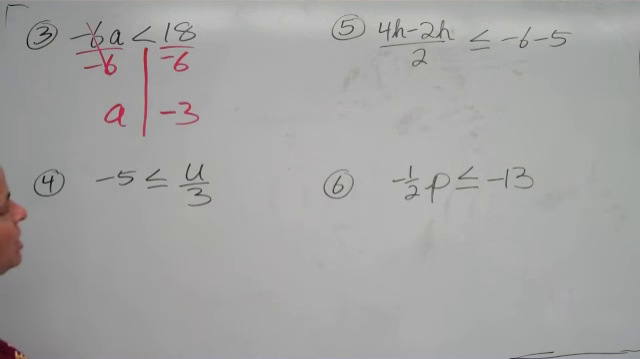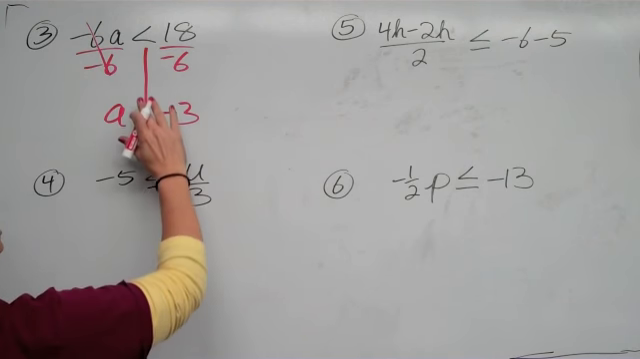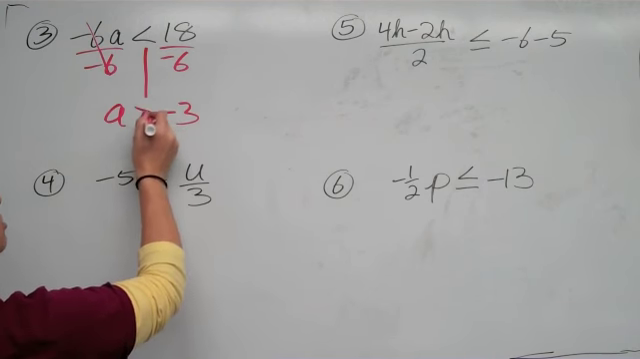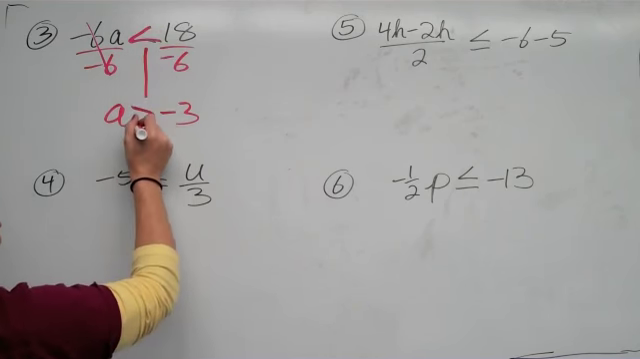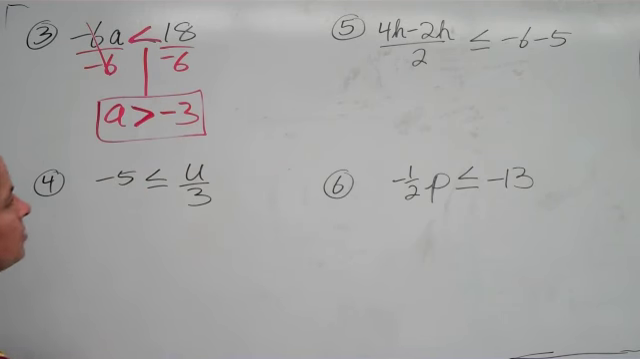Wait a minute. I just divided both sides by a negative. So what is the other trick I need to make sure I do? I need to make sure I change the direction of the sign from a less than to a greater than. And there's my answer.